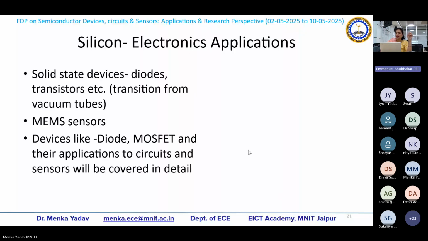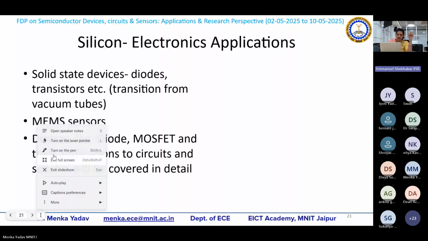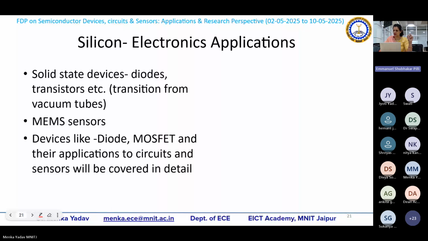So N means it is negative and P means it is positive. If N type is there, then whatever we need to work on is mainly electrons. These are the negatively charged electrons. And for P type, we are focusing on holes. Holes are nothing but the vacancy of the electrons.